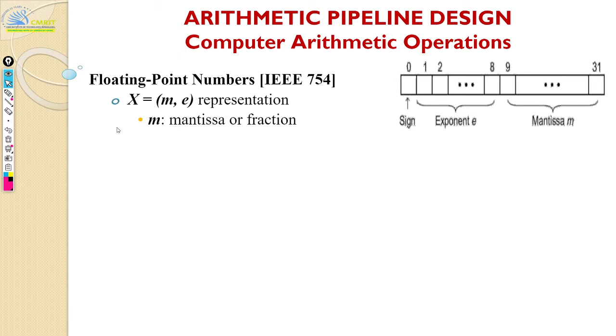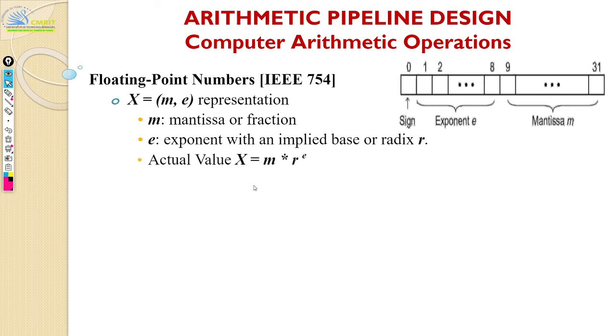So m is the mantissa, or the fraction. It's always 0 point something. And then there is this exponent part, e, with radix or base, that is r. In hardware we always have binary as the representation. Okay, the base is always 2.